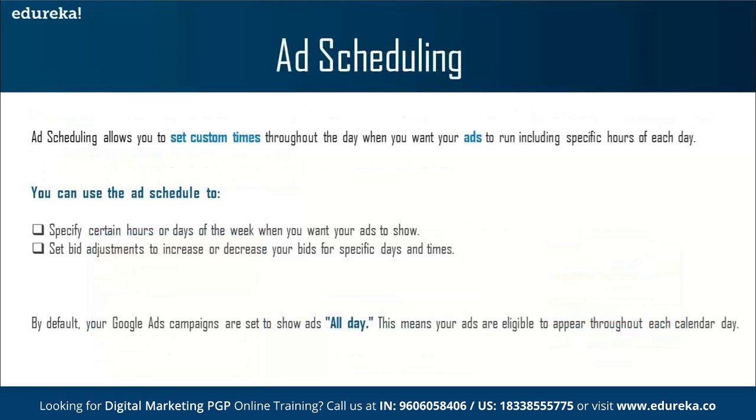Then comes ad scheduling. Ad scheduling allows you to set custom times throughout the day when you want your ads to run, specific hours for each day. For example, you can use ad scheduling for specifying a certain number of hours or days of the week when you want to show your ads. For example, I am a restaurant and I want to attract office goers near my restaurant to my restaurant.